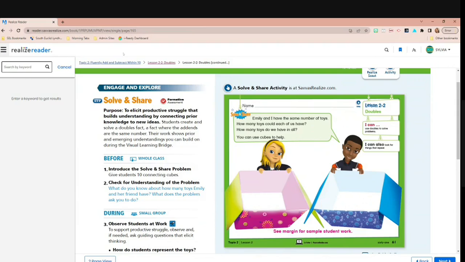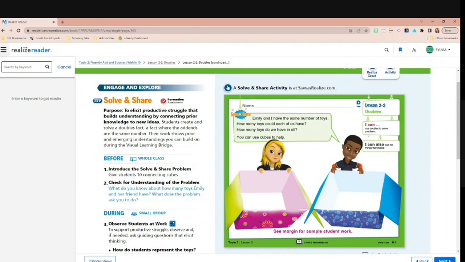You can see this is the teacher's manual. This area over here is what the students will see. For example, it tells the teachers exactly what to do. Students will have 10 counting cubes. Check for understanding of the problem. Emily and I have the same number of toys. How many toys could each of us have? How many toys do we have in all? You can use cubes to help. Guess what? This is a first grade activity.